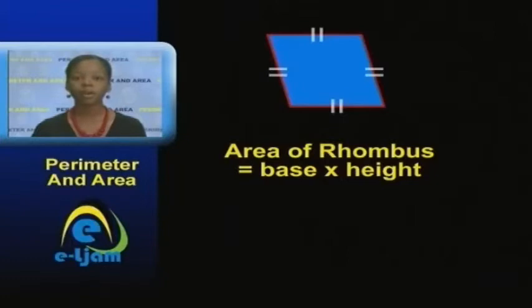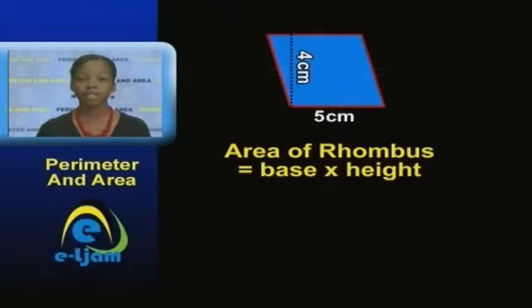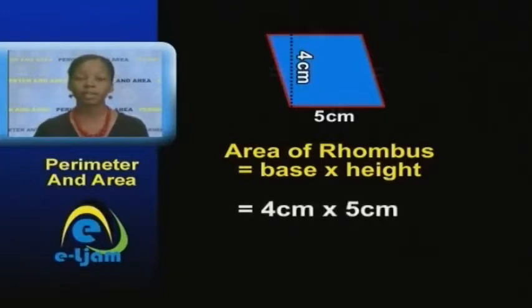What is the area of a rhombus whose sides measure 5 centimeters and height measures 4 centimeters? The area would be 4 centimeters times 5 centimeters, which is 20 centimeters squared.